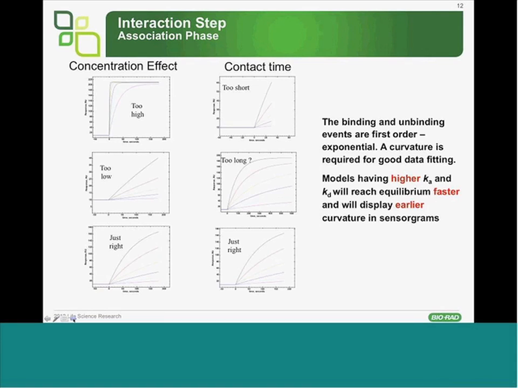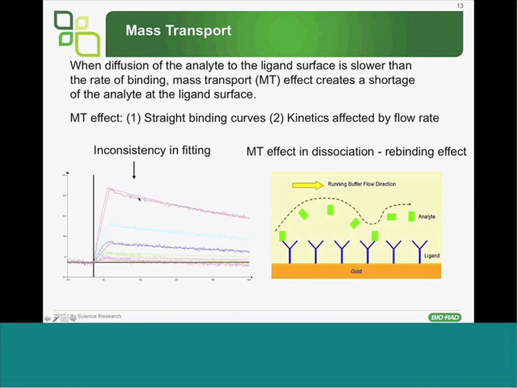So the time of analyte flowing is very important. Now we have the problem of mass transport and rebinding. And what is rebinding and what is mass transport? So when I run the instrument here, you can see that in this example we just get a straight line. And this is very problematic for curve fitting.